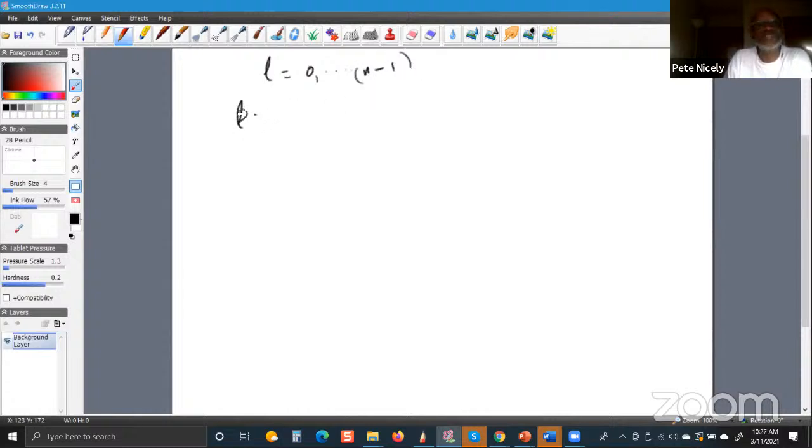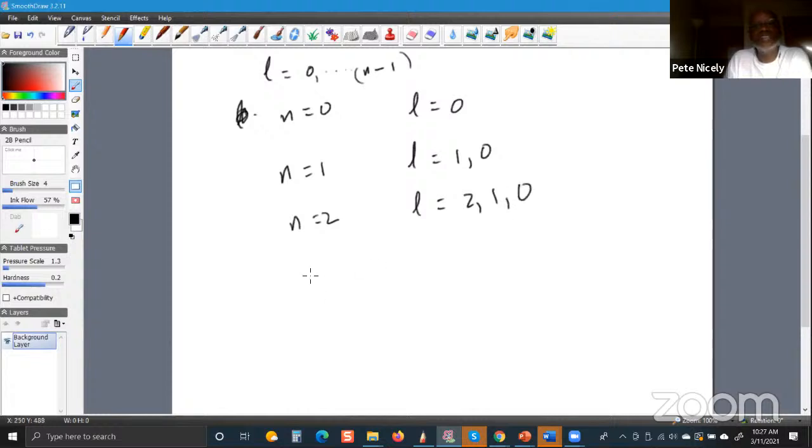So if n is equal to 0, the only possible value of l would be 0. If n is equal to 1, then the possible values of l would be 1 and 0. If n is equal to 2, then the possible values of l would be 2, 1, 0. And if n is equal to 3, then the possible values of l would be 3, 2, 1, 0. And if n is equal to 4, then the possible values of l would be 4.